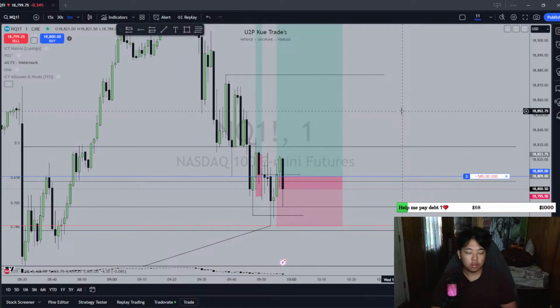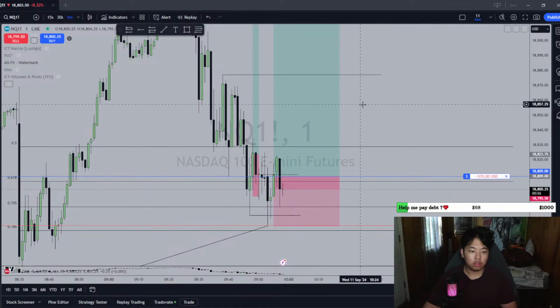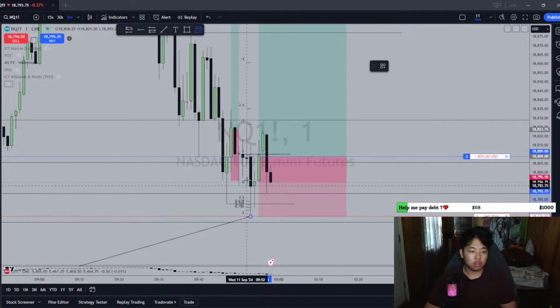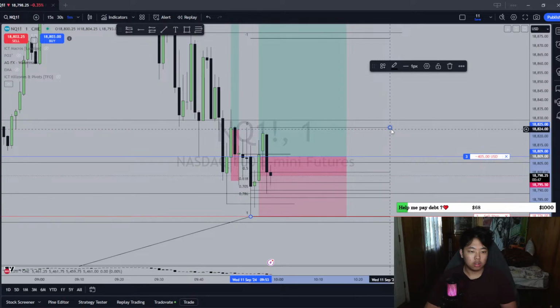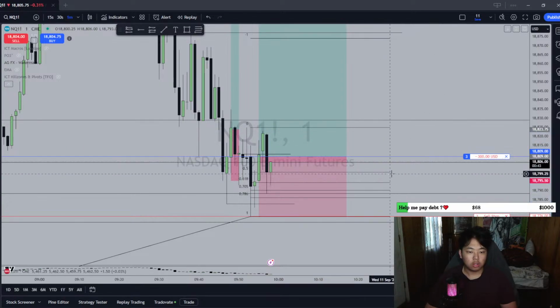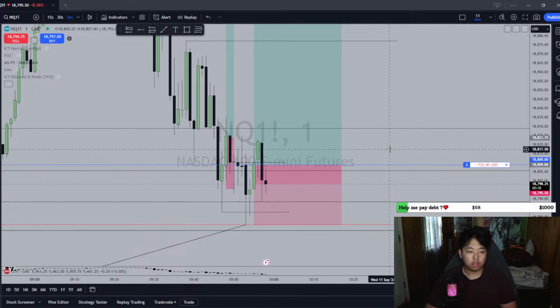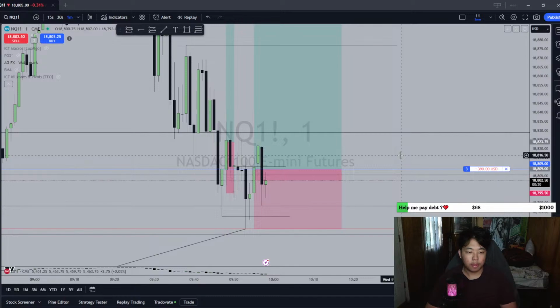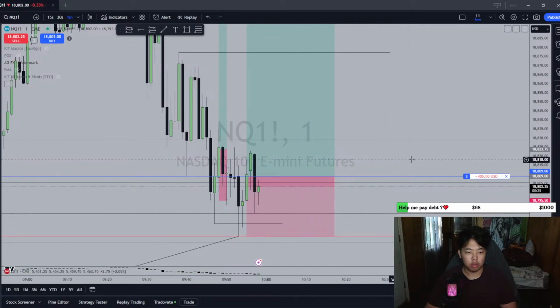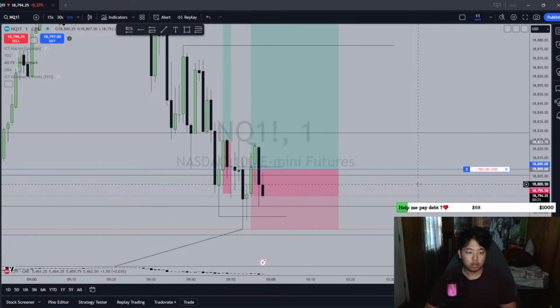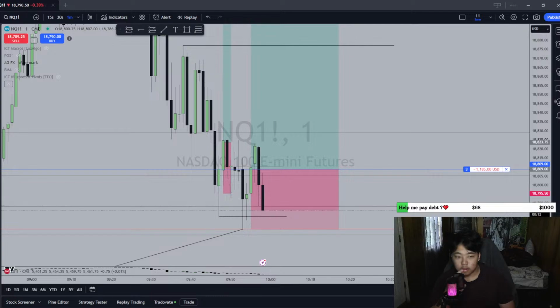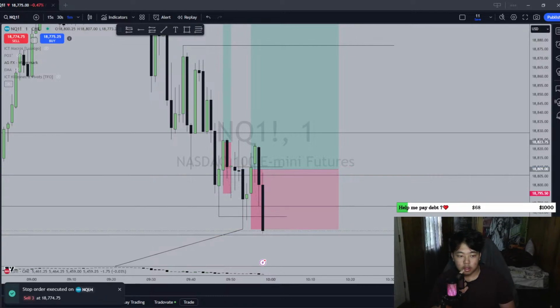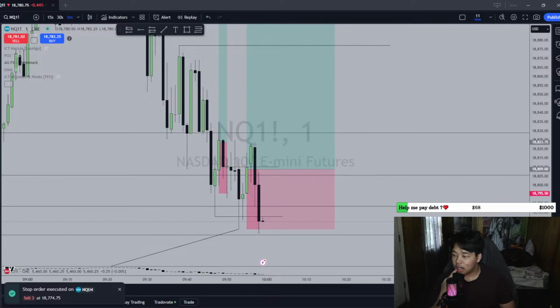Let's see. Price is contemplating a change in state of delivery right now, which is good. If we close above this bearish candle here, this would be your propulsion block. Damn.